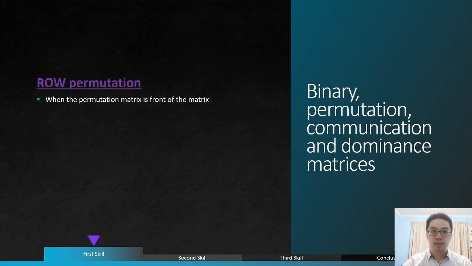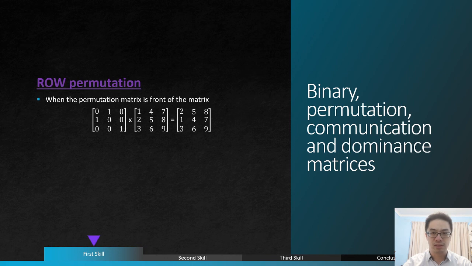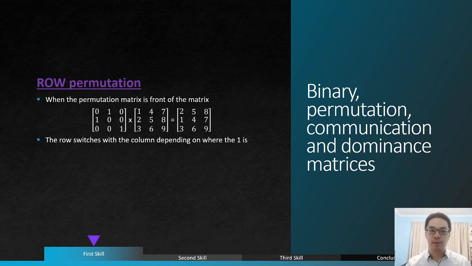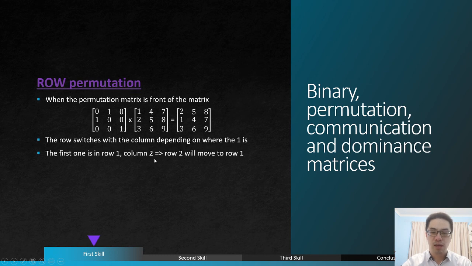As you can see here, a row permutation is when the permutation matrix is in front of the matrix, or on the left of the matrix, so on the left hand side of this matrix. Now, in a row permutation, the row switches with the column depending on where the number 1 is. In this example, the first one is in row 1, column 2, so row 2 will move to row 1. As you can see here, row 2, 258, has moved to row 1.